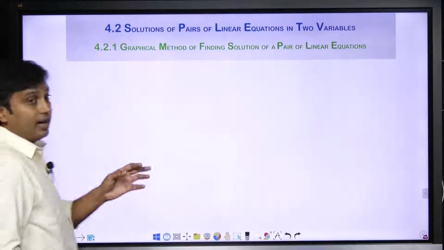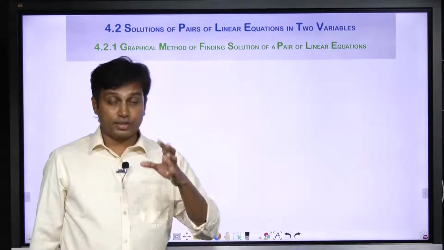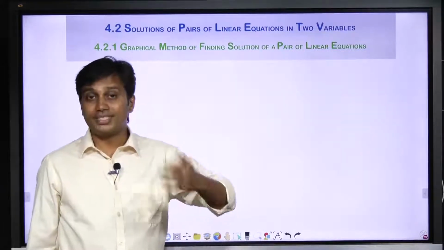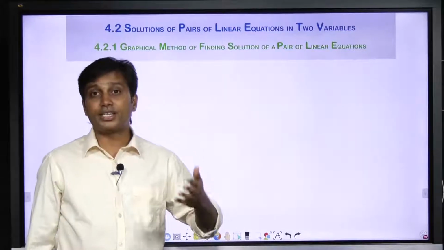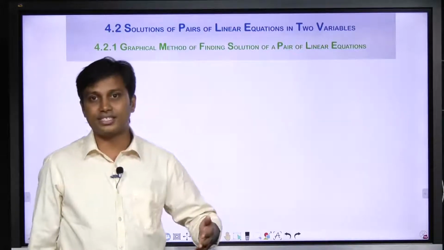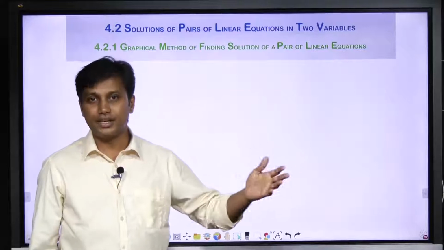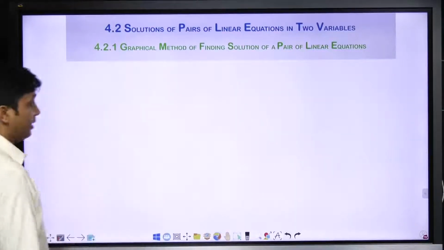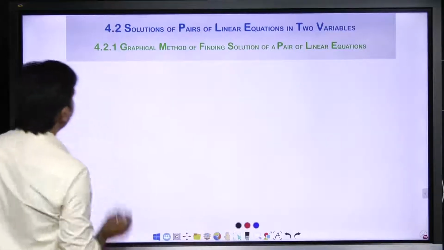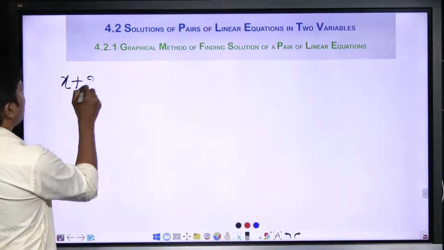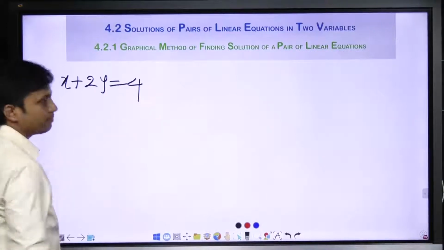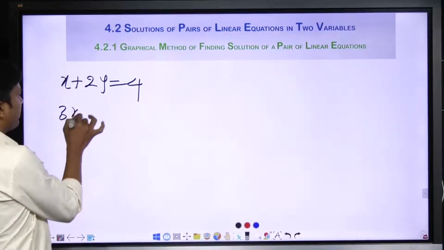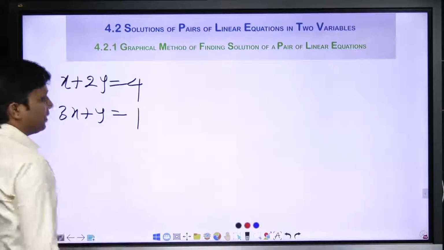See this, guys. Let us check. Let us come to know what is the method of checking whether consistency, inconsistency or mutual dependency for the given pair of two equations. Let me take here x plus 2y equal to 4 and 3x plus y equal to 1.